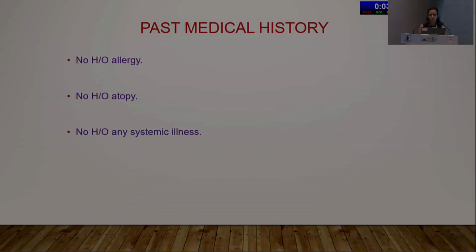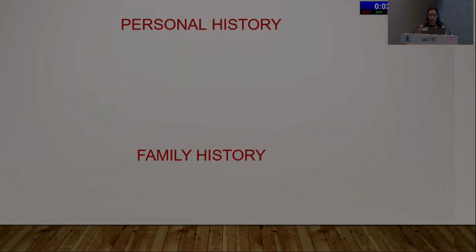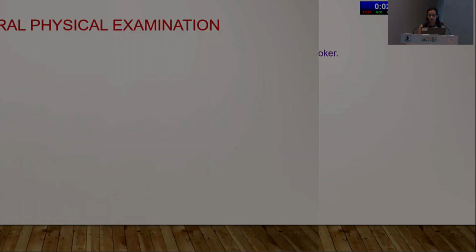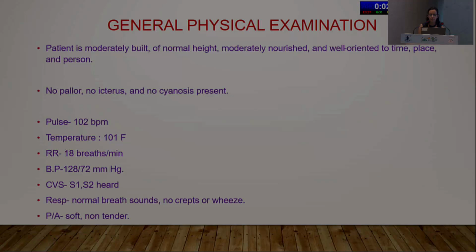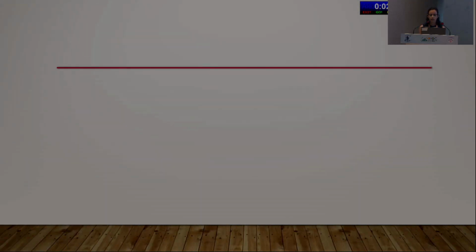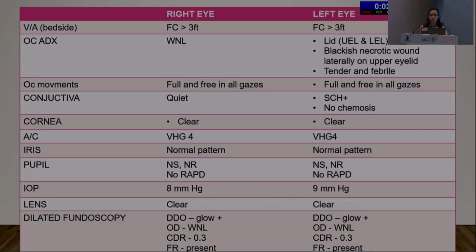Past medical history: the patient had no significant past medical history. Personal history: the patient was non-vegetarian and the rest was within normal limits, and family history was not significant. On general physical examination, everything was normal except the patient was febrile and the pulse rate was higher. Ocular examination found the major findings in the ocular adnexa of the left eyelid: significant lid edema and a blackish necrotic wound laterally in the upper eyelid, which was tender and febrile.